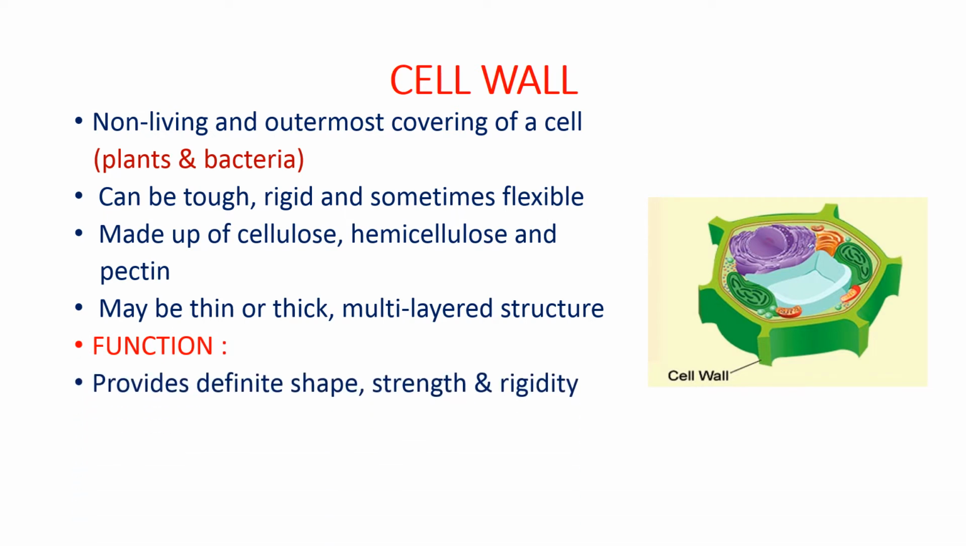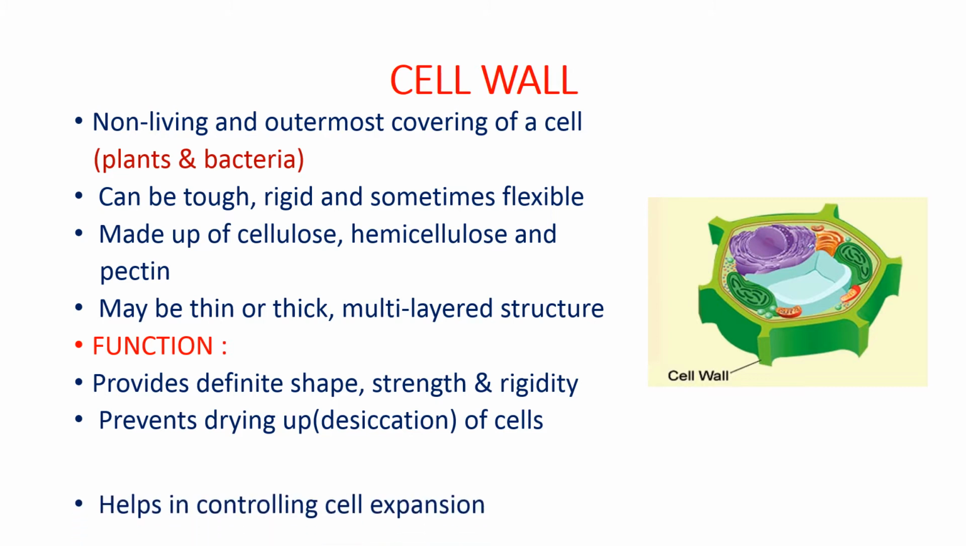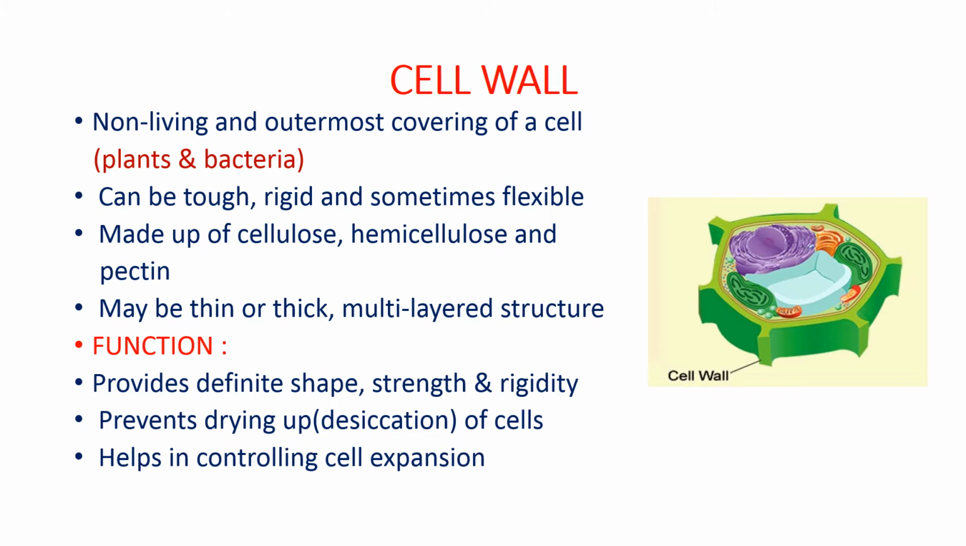What are the functions? Provides definite shape, strength and rigidity to the cell. In case of animals, we have a skeletal system to protect the internal delicate organs. Plants do not. So the cell wall provides them with shape, strength and rigidity. Prevents drying up of cells. Helps in controlling cell expansion. Gives it a definite shape. Protects the cell from external pathogens so that they cannot enter into the cell easily. So these are the functions of cell wall.